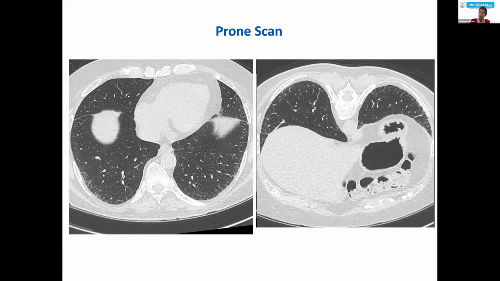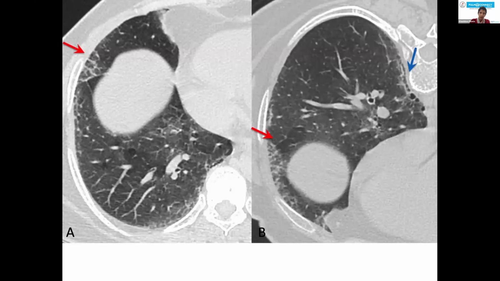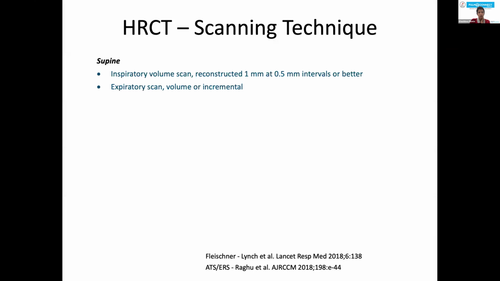The call whether or not a prone scan needs to be done can be taken on a case basis. Similarly, often when you have reticulations towards the anterior segment, a prone scan can be avoided because this itself means that the fibrosis is there. It's a non-dependent area.